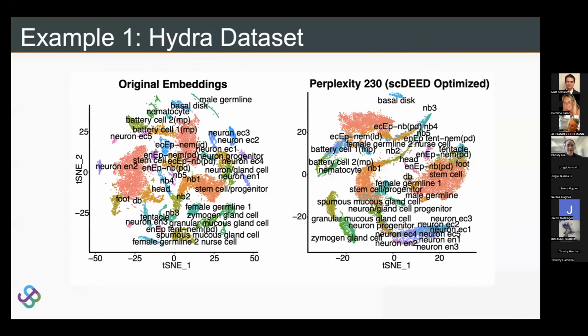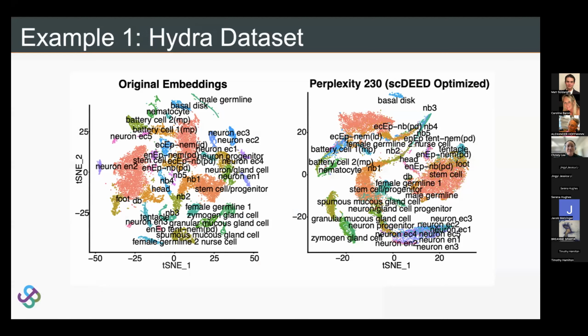For my first example, I'd like to talk about the Hydra dataset. This was a single-cell RNA sequencing dataset of the Hydra polyp. On the left, we have a reproduction of the study's original figure, which was done at perplexity 40. We applied scDEED and found the optimized perplexity to be 230.